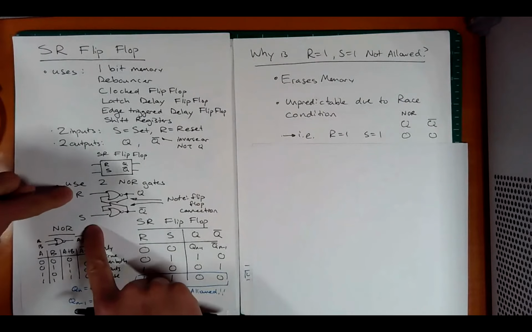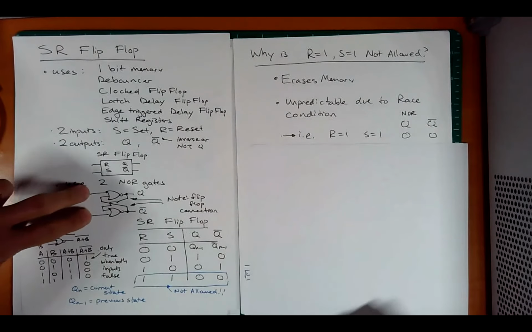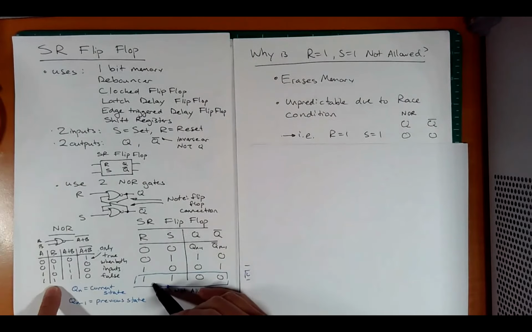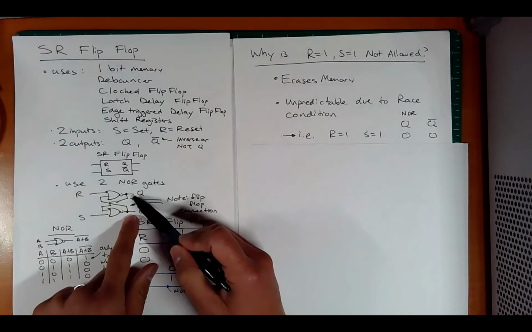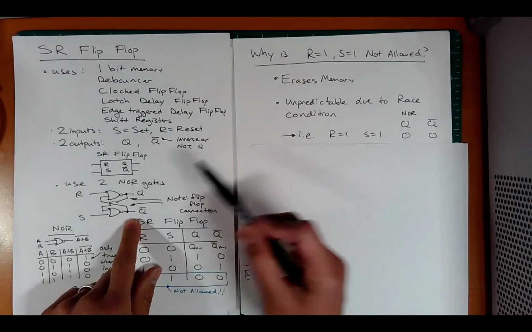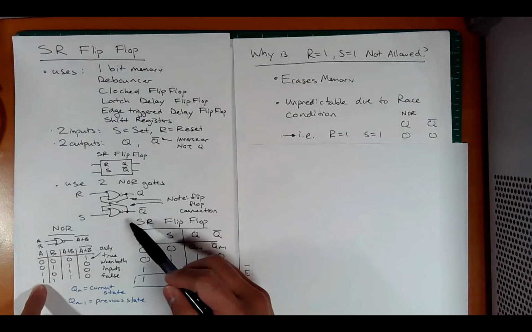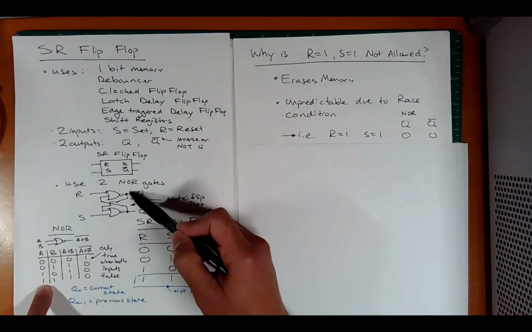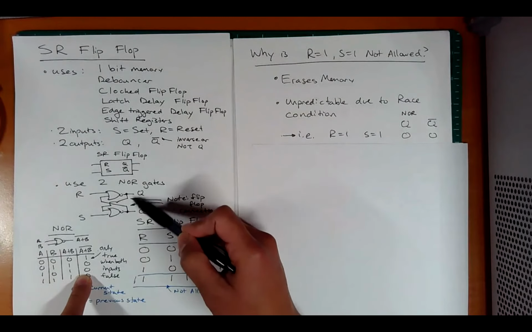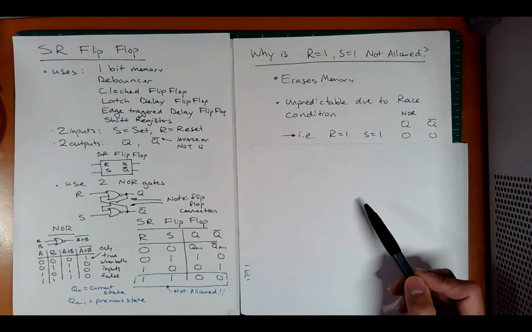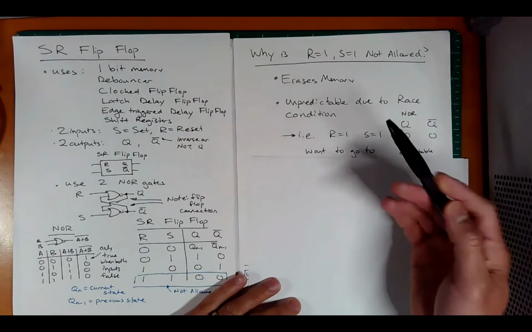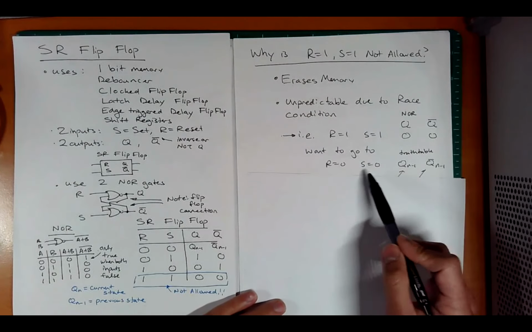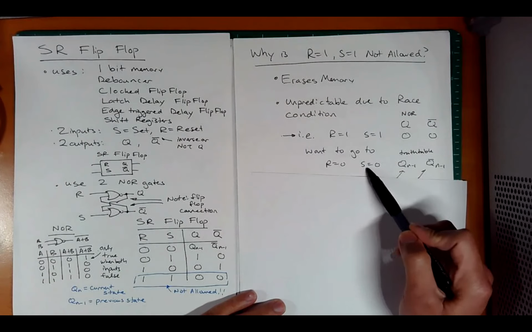What happens if I set both of these high, 1 and 1? Well, if I set both of these 1 and 1, the outputs of either one of these have to be 0 and 0 due to the NOR condition, right? If I have a 1, it doesn't matter if this is 0 or 1, it's going to be 0, right? And this is going to be 0. So they're both going to be 0, all right? Okay, now let's say, for example, we wanted to go to R equals 0, S equals 0.